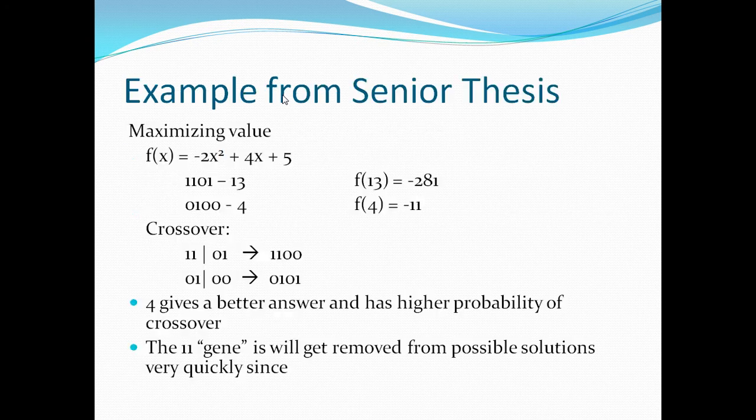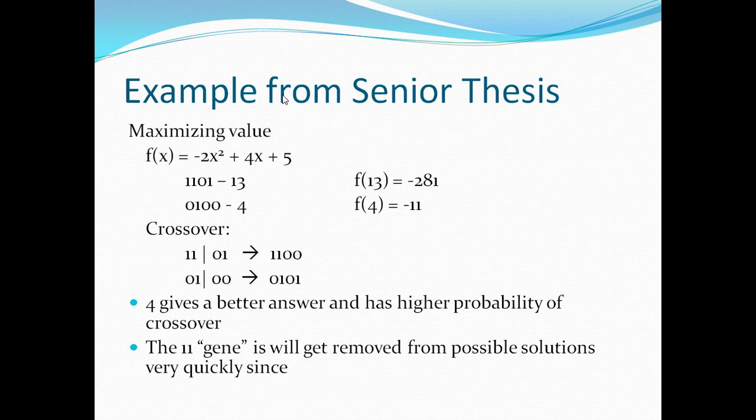Strings with better solutions are more likely to be used in the crossover. So I'm going to go over one of the examples that was used in the senior thesis that you gave us. This is for maximizing the value of this f of x problem. I chose two random numbers and converted them to binary. So 13 is 1101 and 4 is 0100. F of 13 gives us negative 281 and f of 4 gives us negative 11.